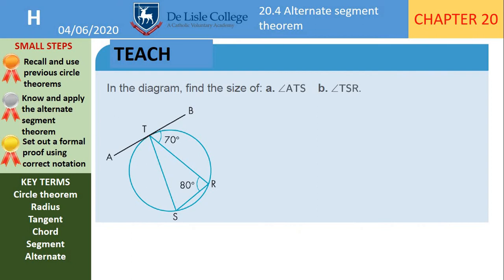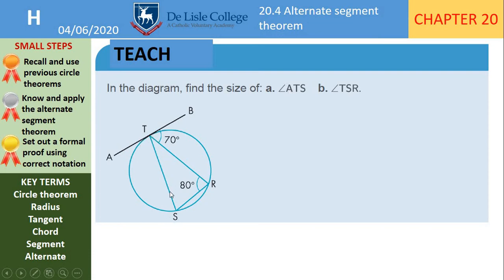So in the diagram, find the size of angle ATS. So A to T to S, it wants this angle here between the tangent and this side of the triangle. And for part B, it wants angle TSR. T to S to R would be this angle here. Remember, using correct notation, the letter in the centre of the three letters is the angle that we're looking for. So angle ATS then, hopefully you can spot this angle here.